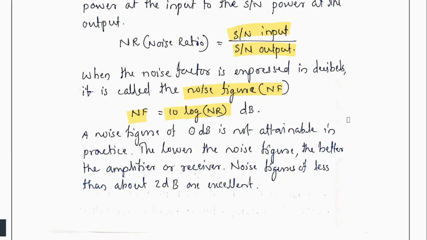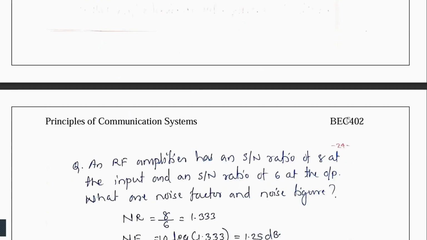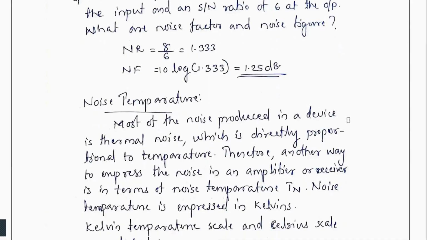Noise figure of 0 decibel is not attainable in practice. So the lower the noise figure, the better the amplifier or the receiver. Noise figures of less than 2 decibels are excellent. So here I have given a problem on that. Pause the video and work on that.